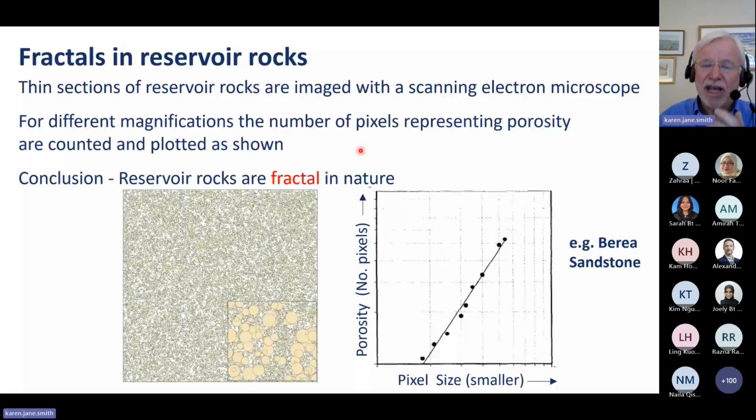But we've got the same issue as with the coastline in the United Kingdom. If we go for smaller and smaller pixels, we get larger and larger estimates of the porosity because we see the smaller pore sizes. So this has been done in many studies. If you plot the pixel size, the size representing the porosity, white, against the calculated porosity as it changes, you get a straight line. This is a Berea sandstone. It's a straight line, and it proves that reservoir rocks are fractal in nature. They're a very simple repeating pattern.